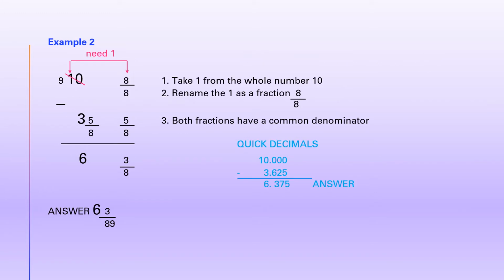Here's another example. 10, subtract 3 and 5/8. We need a fraction on top, so we take 1 out of the 10, leaves 9. The 1 we rename it to eighths. 1 becomes 8 out of 8, the fraction. Now we subtract 5 from 8, that leaves us 3/8, the fraction answer. Then the whole number is 9, take away 3 gives us 6. Here's our answer, 6 3/8.